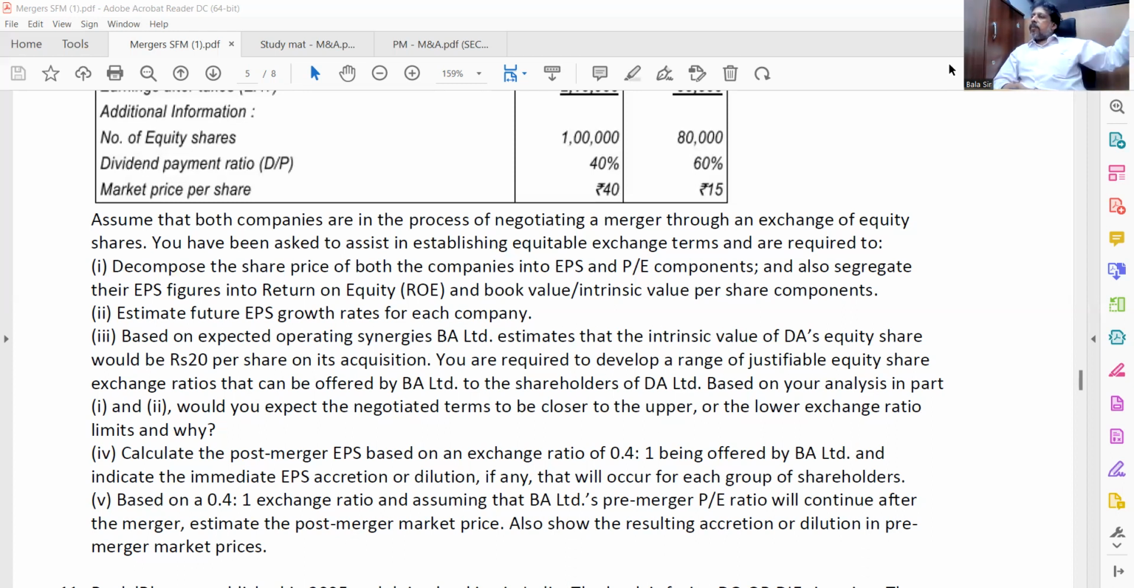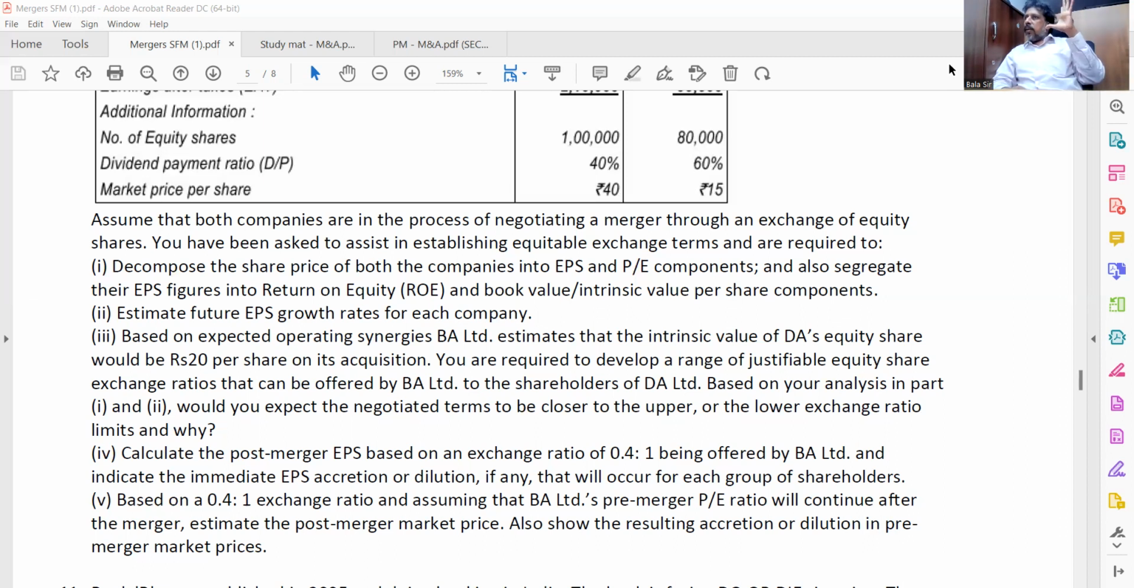So 1 minus 0.4. 40% is 0.4 in decimal format. So 1 minus 0.4 is 0.6. What is that? That's called the retention ratio, also known as a plowback. That's a very popular phrase in economics. You plow back your funds where the profits are retained and reinvested in the business, right? So 40% payout means 60% is retained by the entity. So 0.6 is a retention ratio.